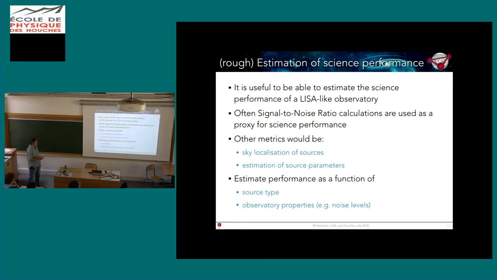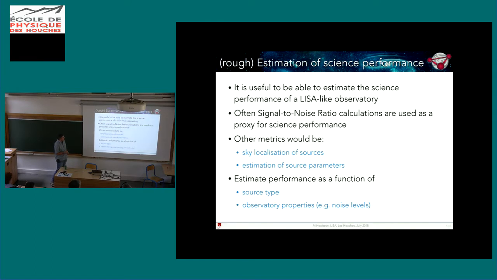So obviously, estimating the science performance of a mission or of an observatory is a key thing to be able to do. Often, in most cases, we use something called the signal-to-noise ratio calculations. You've seen these throughout many different talks, I'm sure. They're used as a kind of a proxy for science performance. They don't encapsulate everything, but they capture a lot of features. But other things you might use are the ability to localize sources or the estimation of source parameters.